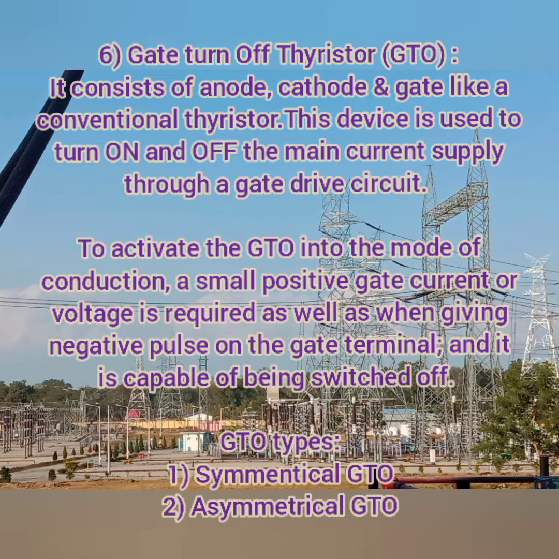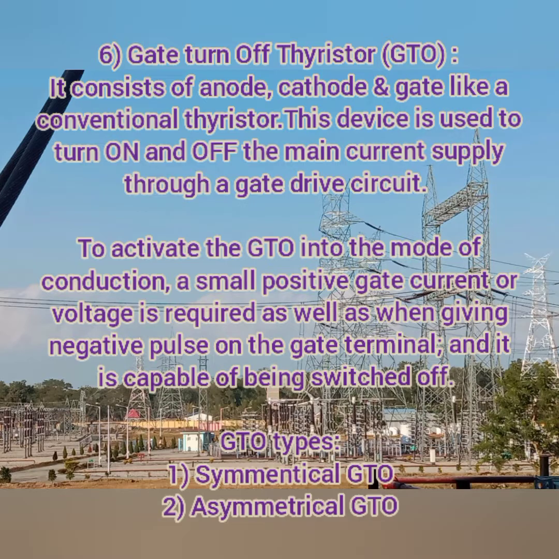Then the gate turn off thyristor. This is one of the main terms used in power conversions. It consists of an anode, cathode and gate like a normal conventional thyristor. This device is used to turn on and turn off the main circuit supply through a gate drive circuit. To activate the GTO into the mode of conduction, a small positive gate current or voltage is required, and when giving a negative pulse on the gate terminal, it is capable of being switched off.